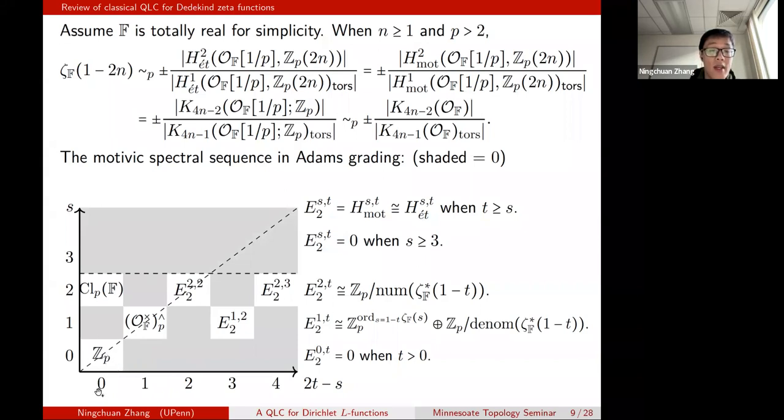And here we can also read off, say, the 2t minus S equals 0 line. You can also read this as Z_p direct sum the class group, which is like what K_0 is, and this is what K_1 is. So from here, it is pretty clear that the spectral sequence collapses because there's simply no room for differentials.